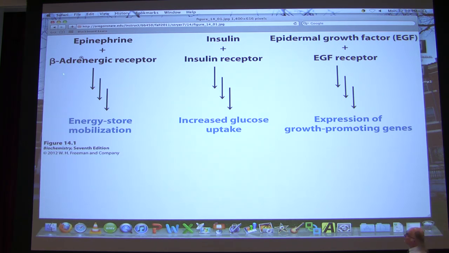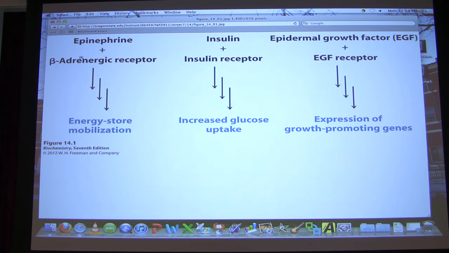The three receptors are the beta-adrenergic receptor that, as we will see, is very, very important ultimately in controlling levels of glucose in the body. The insulin receptor, which plays a very important role in also controlling levels of glucose in the body, but it works in an opposite fashion to the beta-adrenergic receptor. The insulin receptor also is involved in many other processes. It's not only involved in blood glucose.